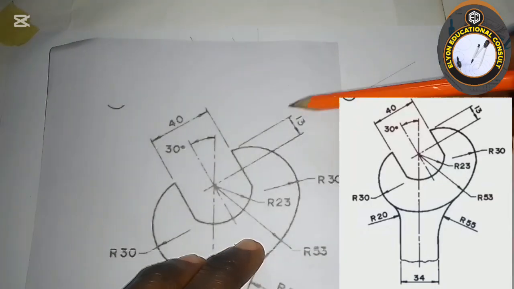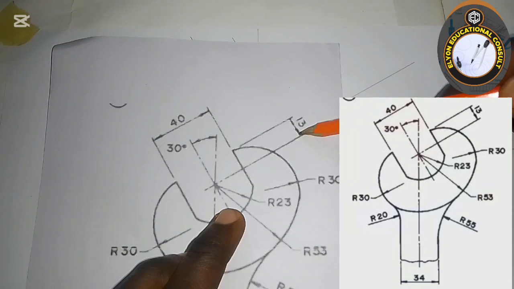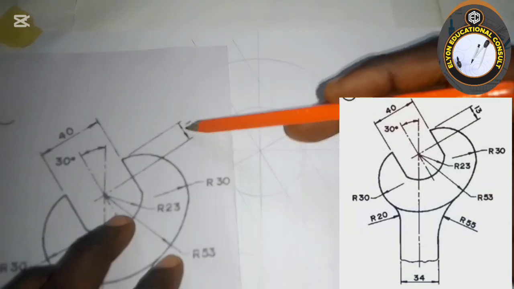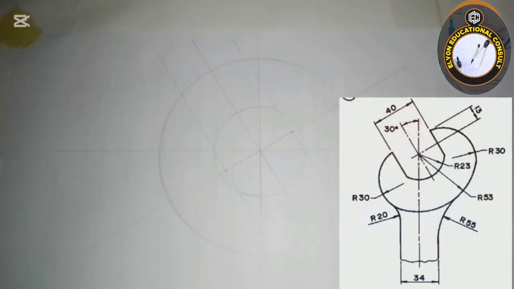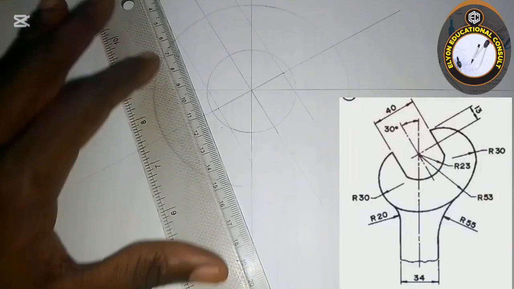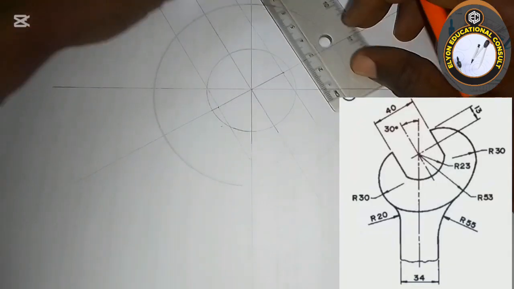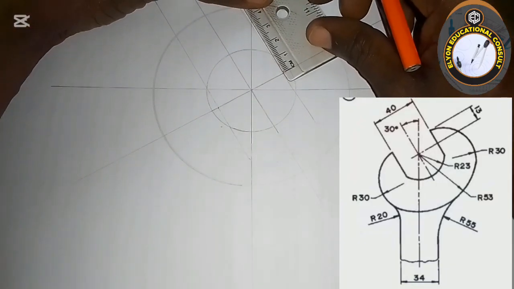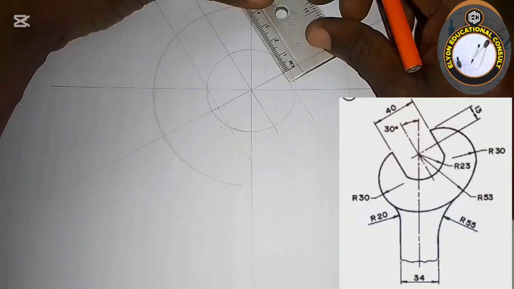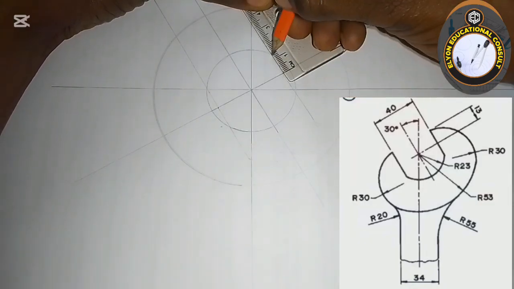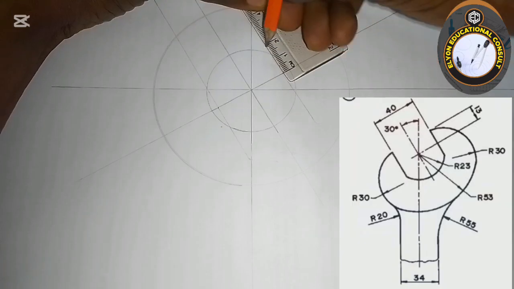Now if you look at it, you have another dimension here from the center. So from this center we are told that it is 13. So all I will just do is this, very easy. I will just come here, measure 13, that is 2 centimeter, that is 1.3. This is 1.12.